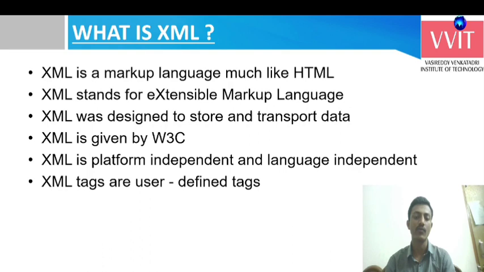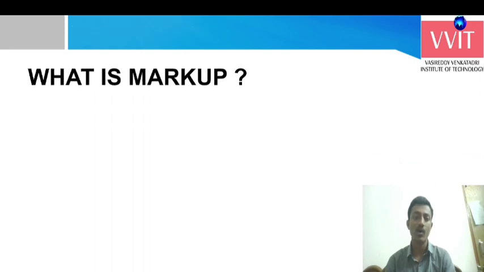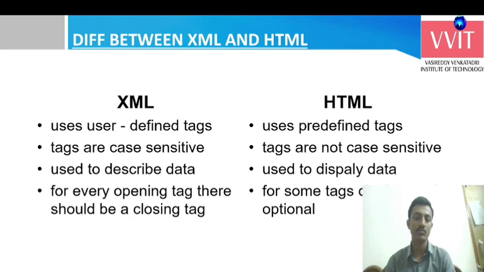XML tags are user-defined tags, whereas HTML tags are predefined tags. XML documents are used to transport data from one application to another application. What is markup? Markup means enclosing textual data between two tags, opening tag and closing tags.